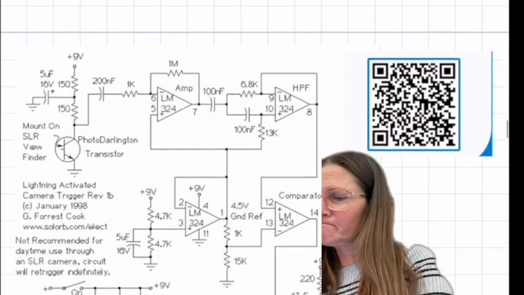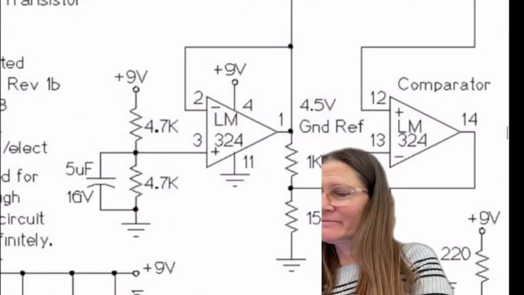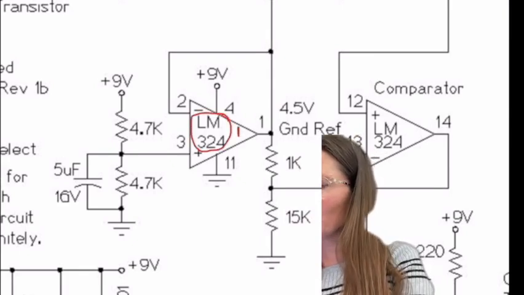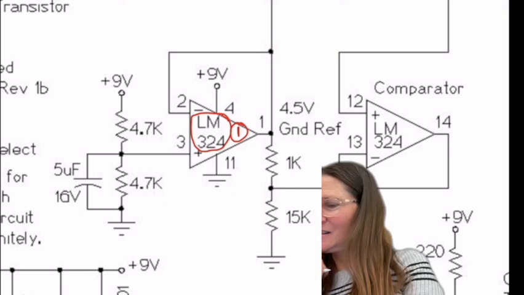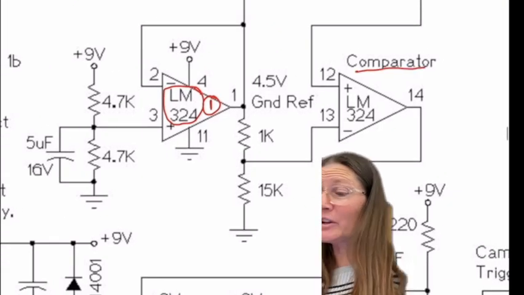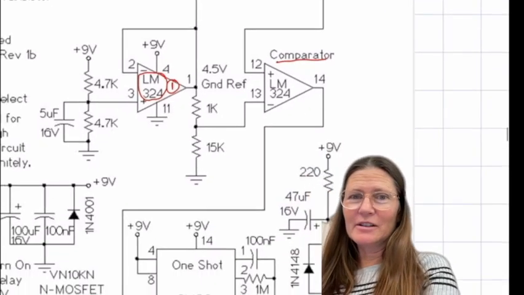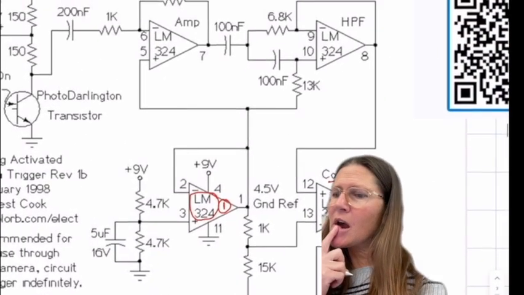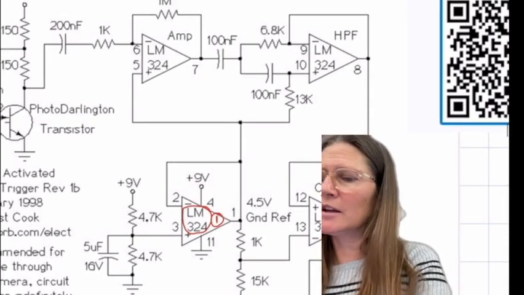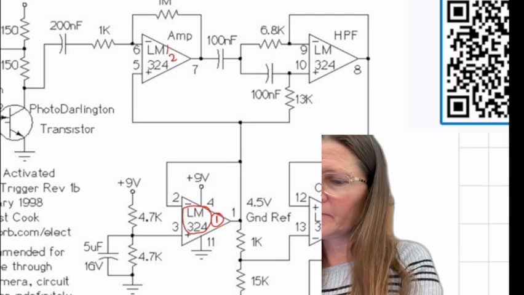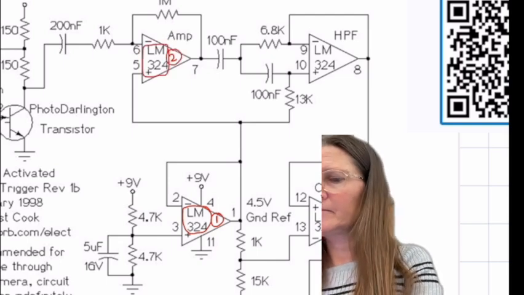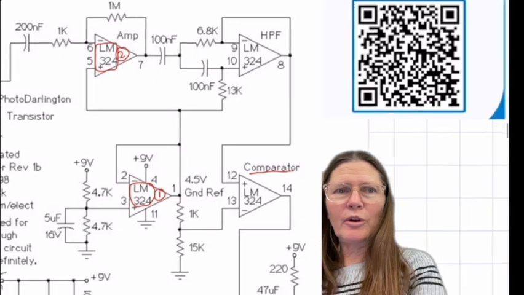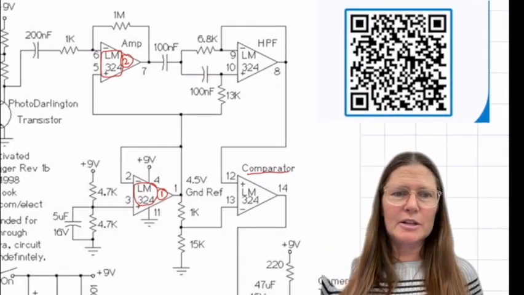Which one do I want to do? Okay, let's look at this one. I'll call this 1. Do note this one's already labeled. This one is a comparator. And let's do this one too. So for 1 and 2, determine what those are.